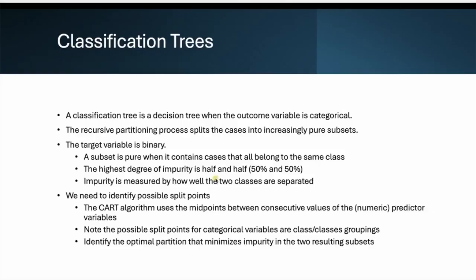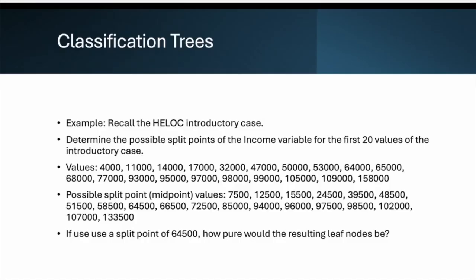Let's look at the example. In the introductory case that we talked about, if you remember, the predictor variables were sex, age, and income. The target variable was whether the customer is going to respond yes, which is 1, or no, which is 0, to the offer. Looking at the predictor variables income and age, the split point for income is the midpoint between two consecutive values. For instance, between 4,000 and 11,000, you add these two and divide by 2, and we get the split point.